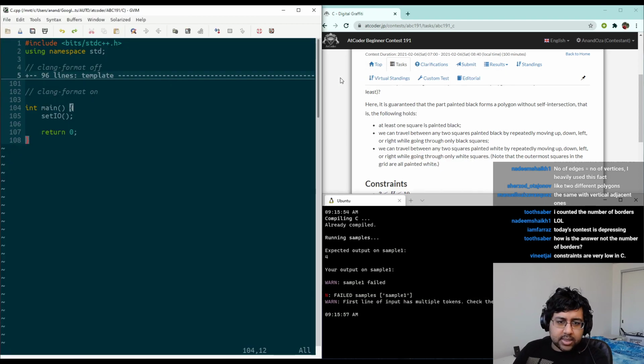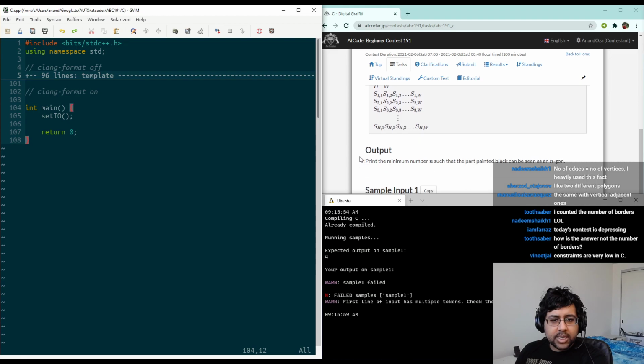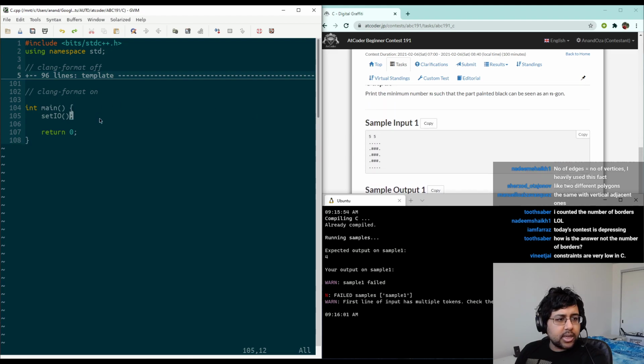Okay, cool. So I guess that's a pretty straightforward implementation. So let's try implementing it. So, HW.